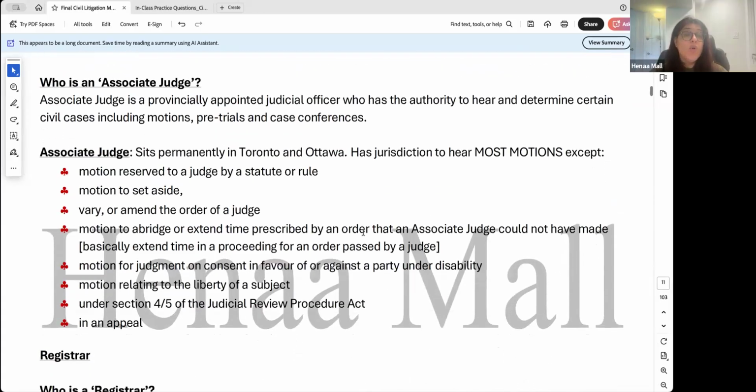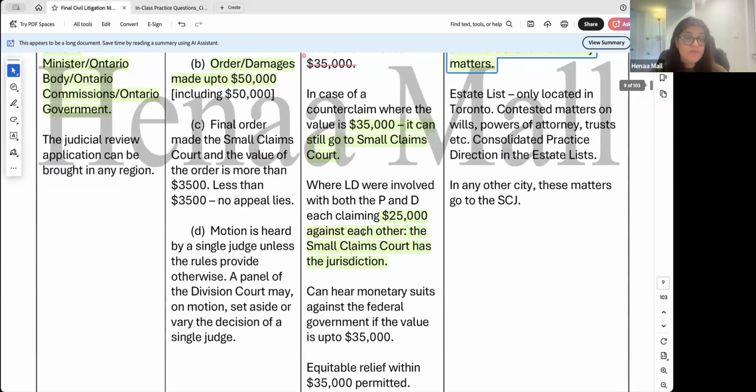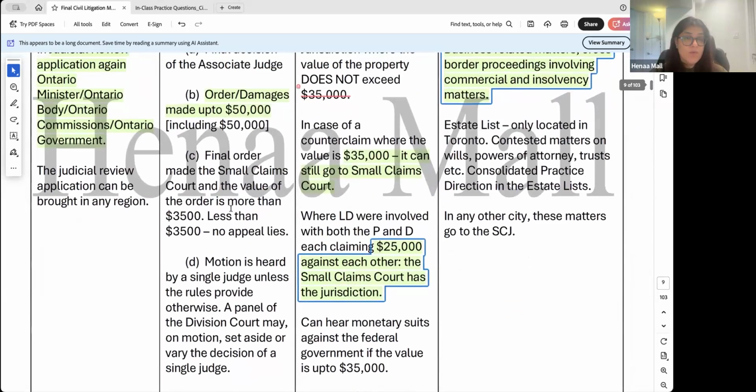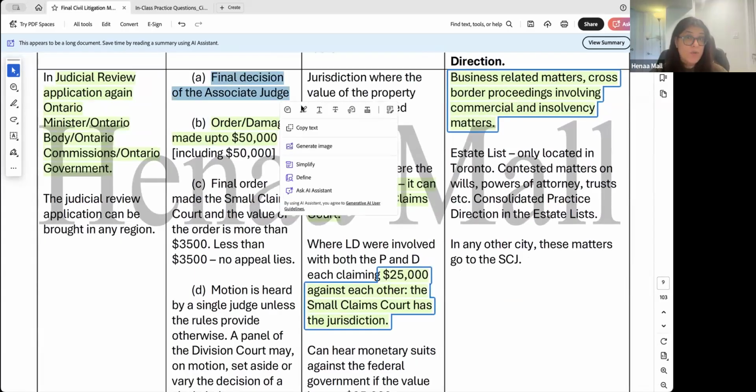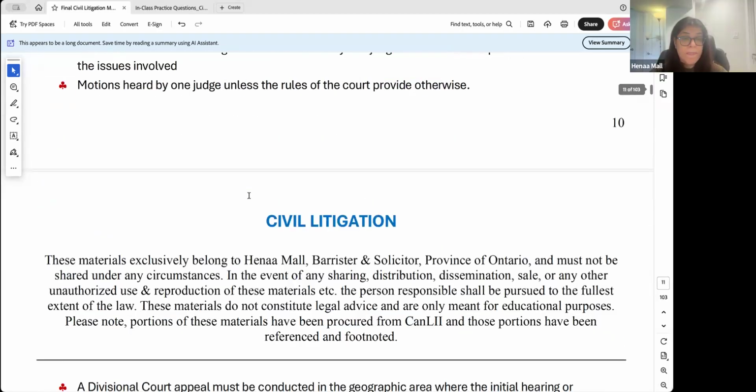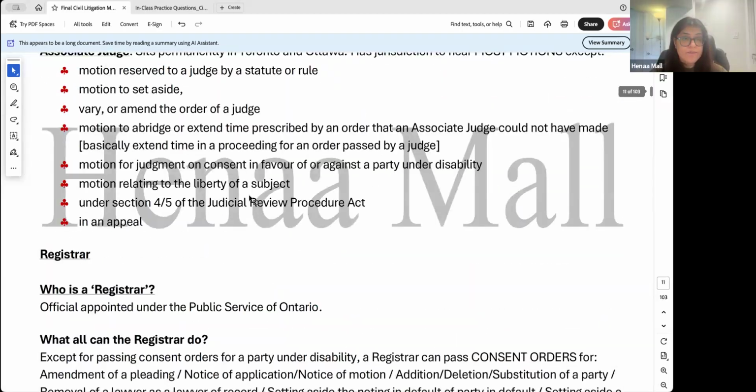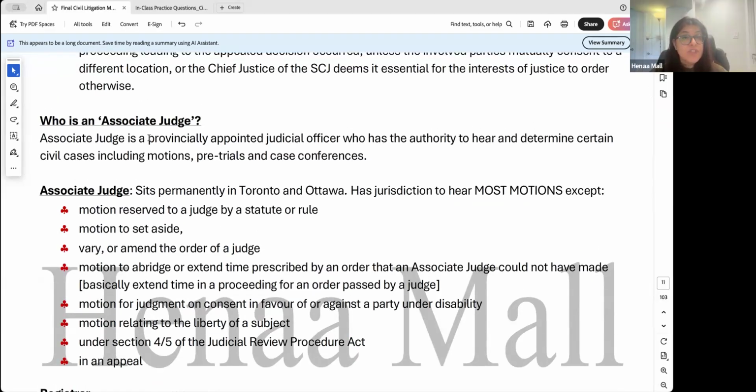Now, who is an associate judge? Because please remember, I said over here, final decision of associate judge. So your question needs to be, who is an associate judge? An associate judge is a provincially appointed judicial officer. Before 2022, they were called masters, case management masters. Now they are known as associate judges. They have the authority to hear and determine certain civil cases, including motions, pre-trials, case conferences.